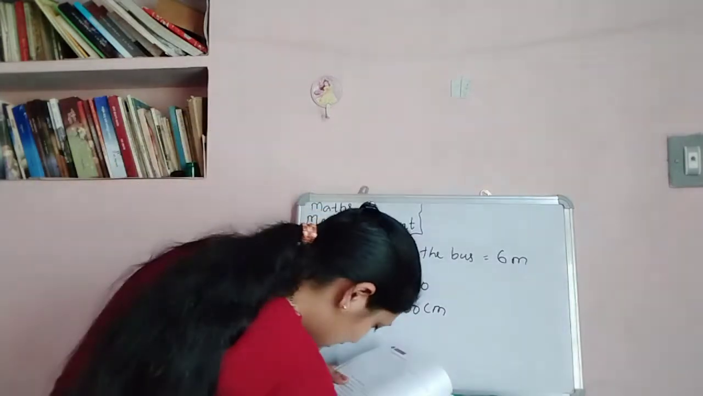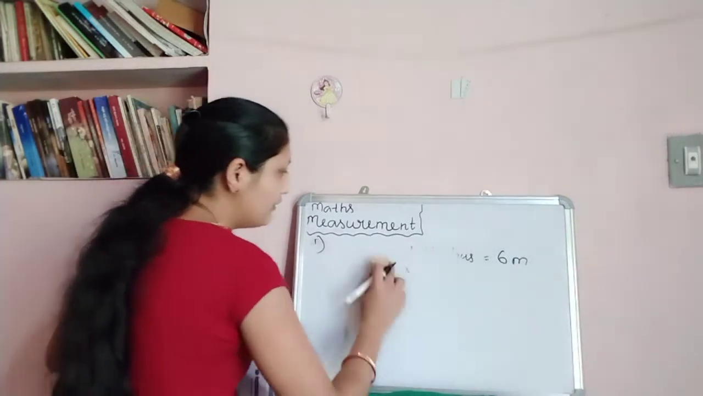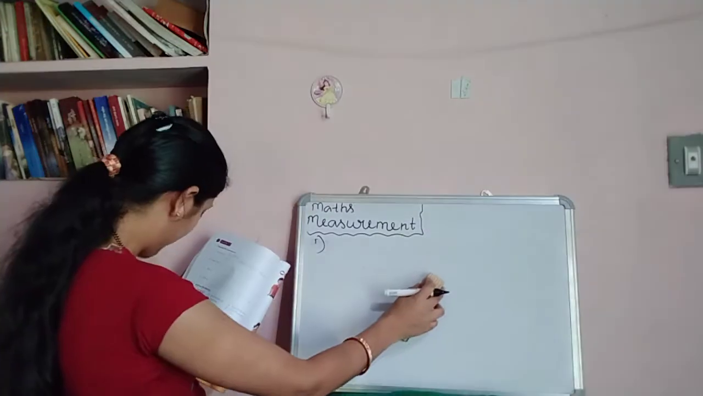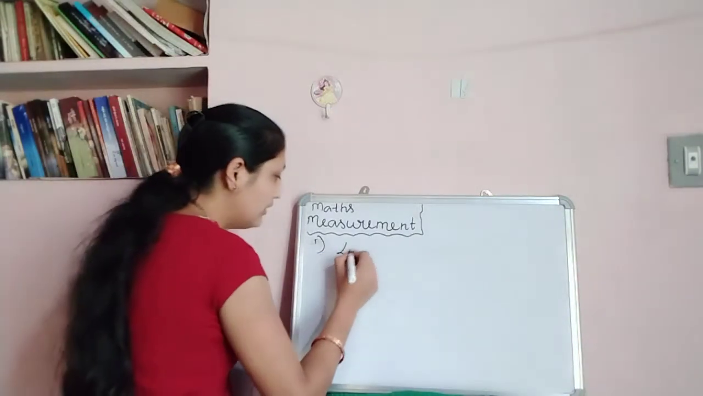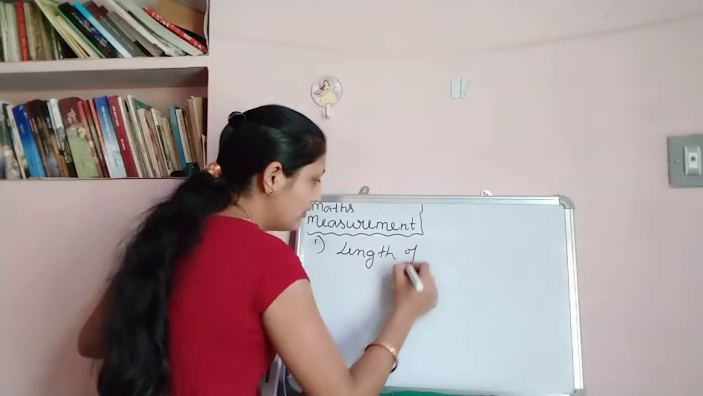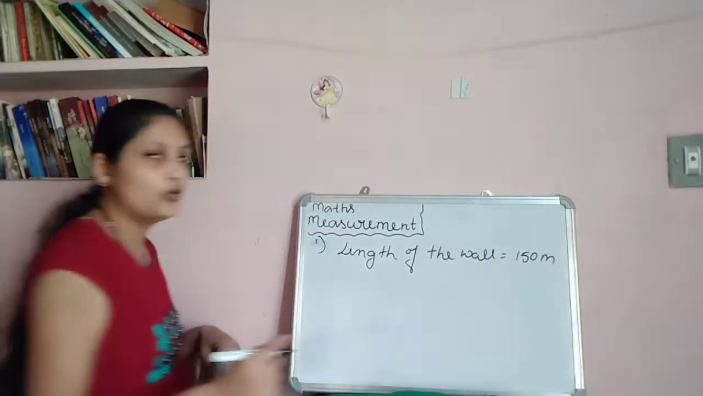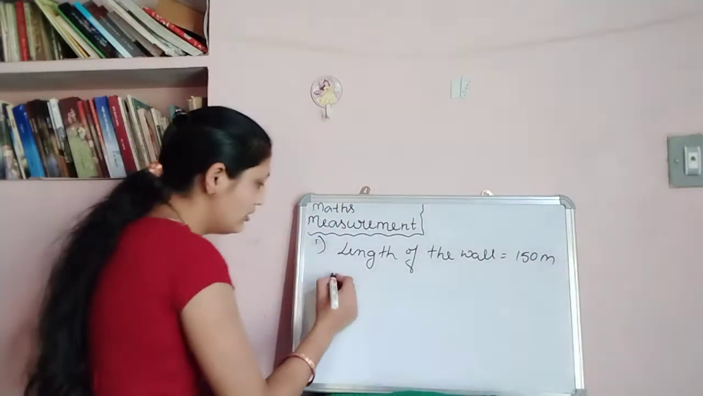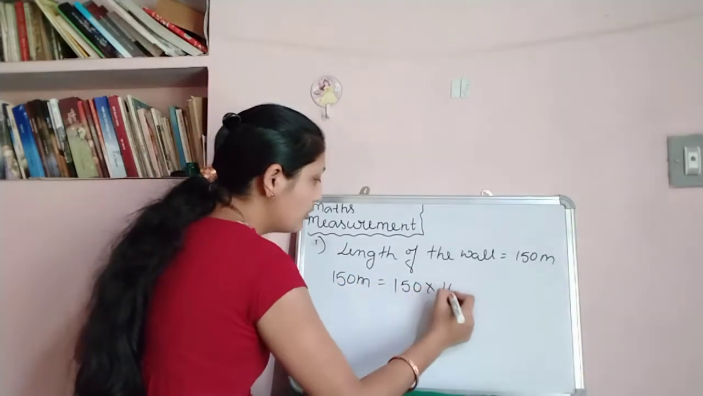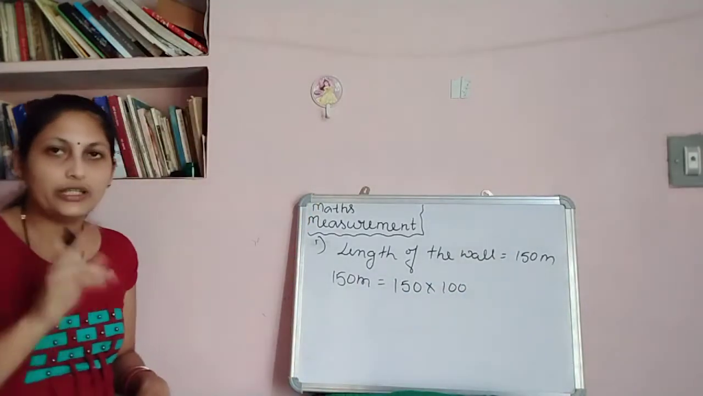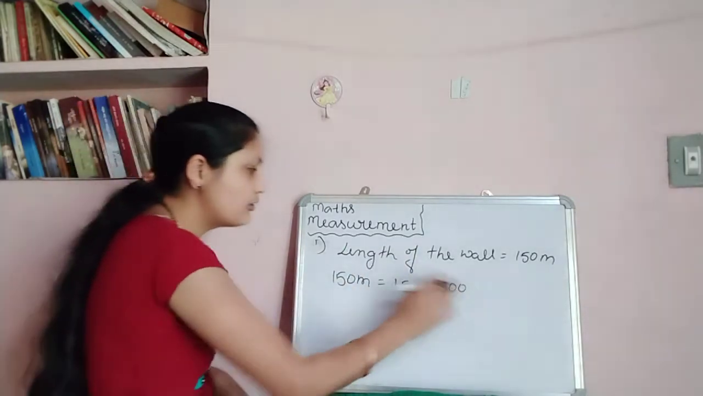So second one, length of a wall is 150 meter. What will be the length of the wall in centimeters? 150 meter has to be expressed in centimeter. So 150 meter is equal to 150 into 100 centimeter, since 1 meter is equal to 100 centimeter. You have to multiply and write.